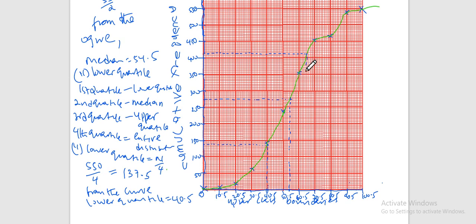Tracing it down, let's follow that line down. I hope I'm still on track. It gives us here at this point 60.5, then 1 2 3 4 5, that's 65.5. So from the curve, the upper quartile is equal to 65.5. The next question is the semi-interquartile range.